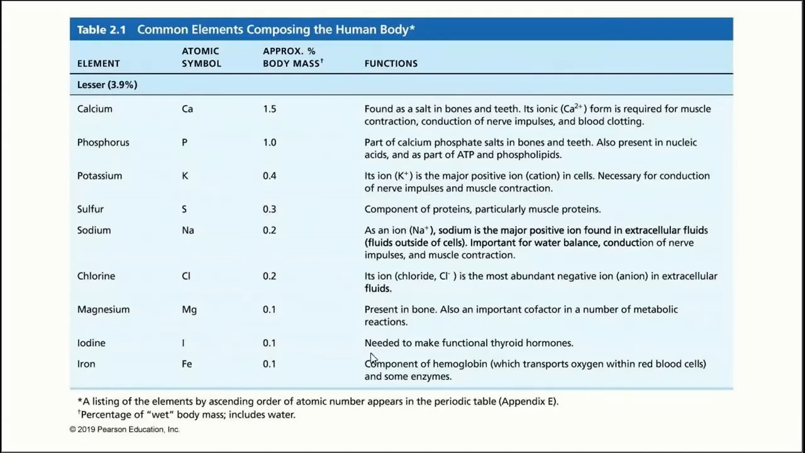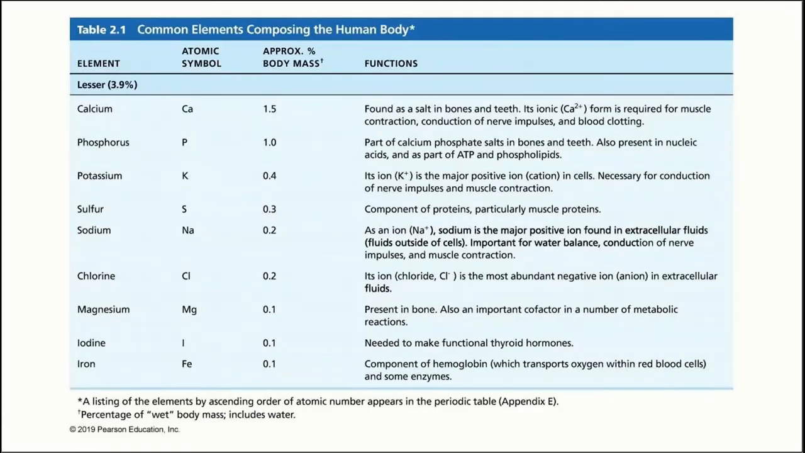And finally, we have iron. Iron is a metal that's a critical component of hemoglobin. So hemoglobin is a protein that's found in your blood, and its purpose there is to carry oxygen. And iron is also a critical part of some enzymes within our cells and tissues as well.